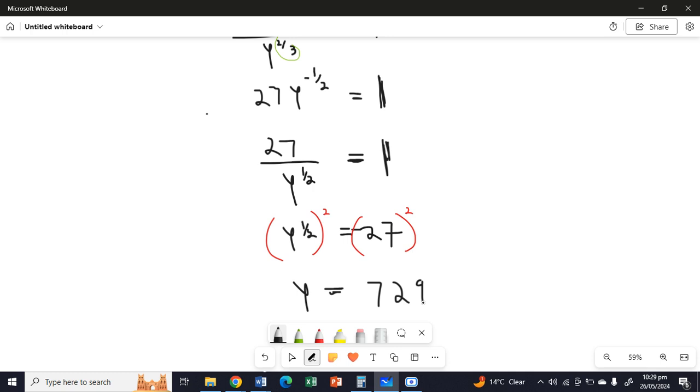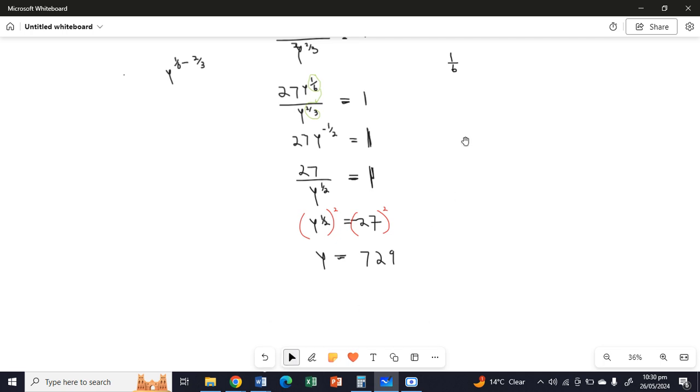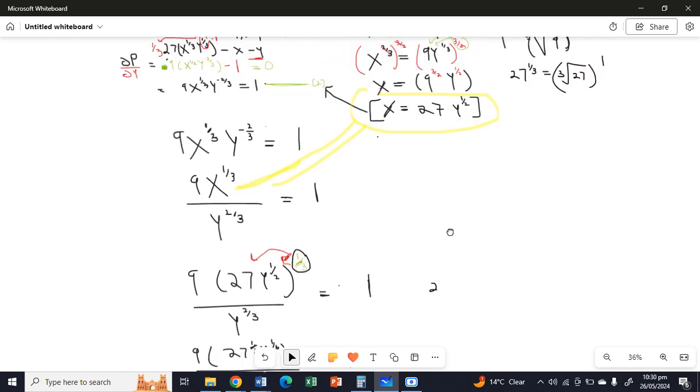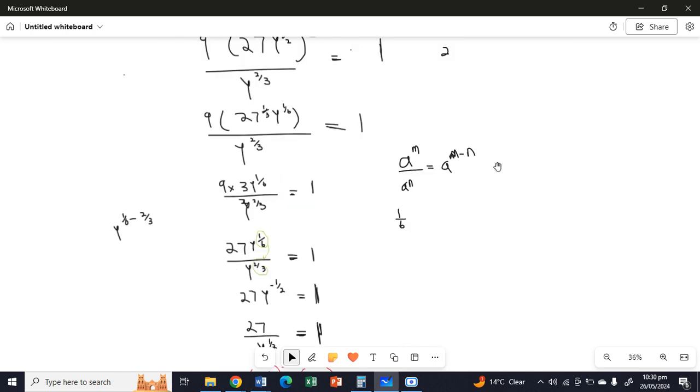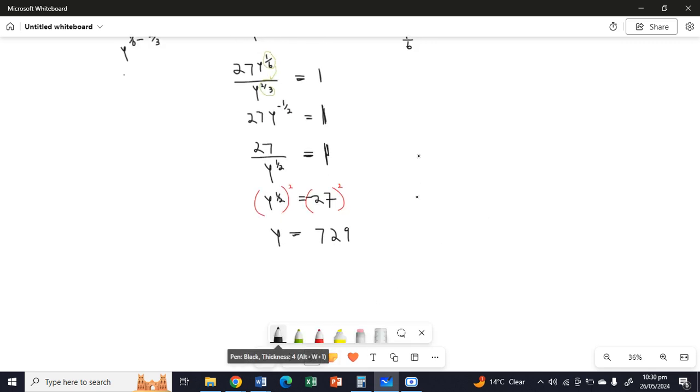So we found the value of y, but x, remember, we haven't found its value because that x had a y on it. So to get our value of x, where is x? x equals 27 y to the power half. So we substitute this y to the power half with 729.